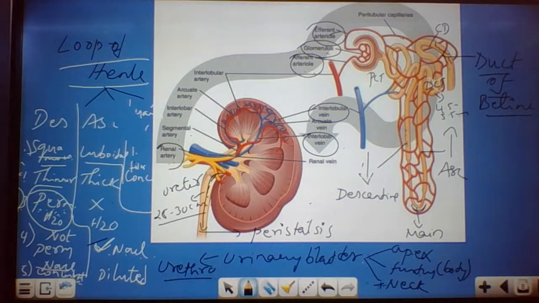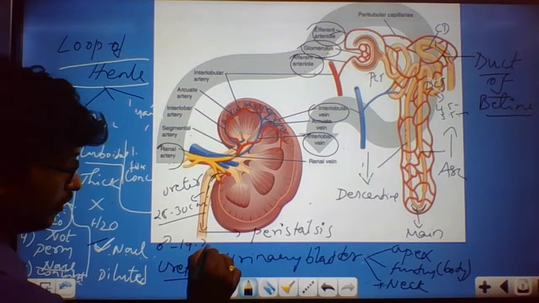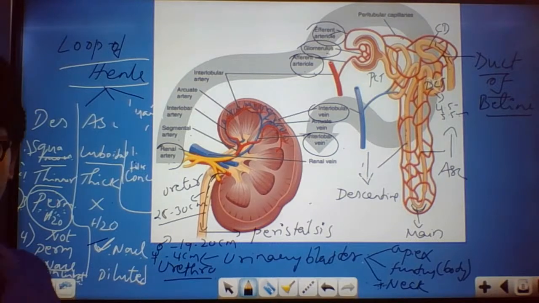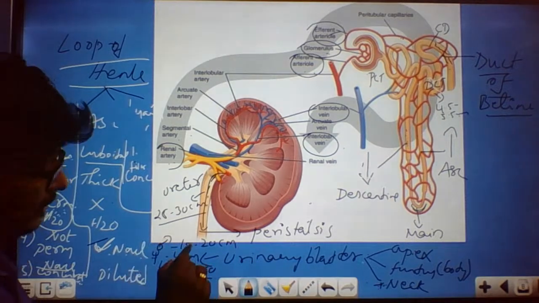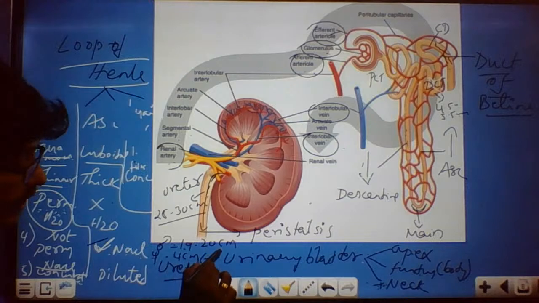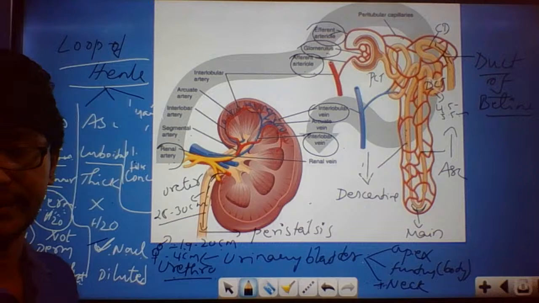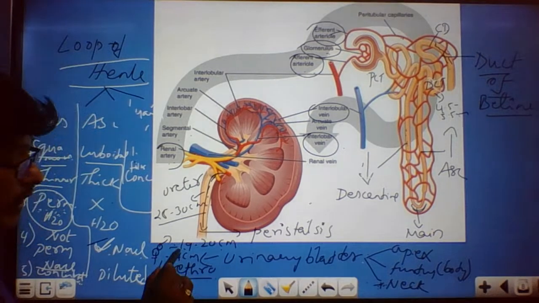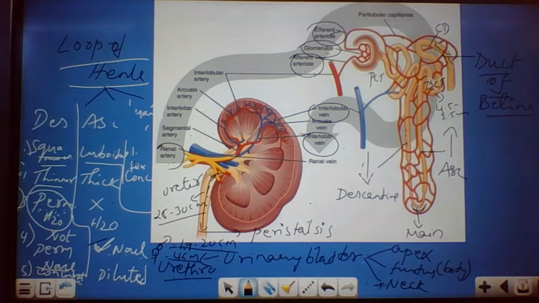Coming to the urethra, in males it is 19 to 20 centimeter long. But in females it is shorter, only 4 centimeter. The urethra size varies because in males, right from the urinary bladder, the urethra runs through the penis, so the length is always more. Sometimes the question asks, what is the size of the urethra? If they ask for male, write 19 to 20 centimeter. In the case of females, it is only 4 centimeter.